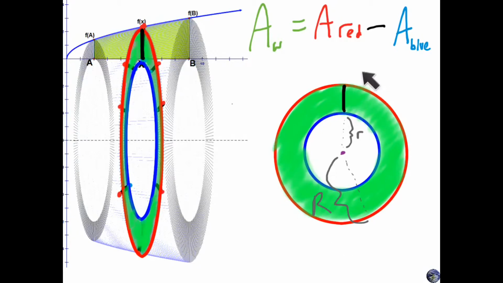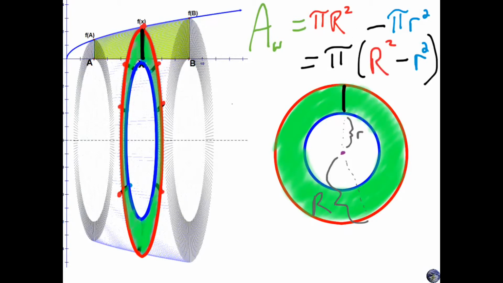Well, what is the area of the red circle? The area of any circle is pi times its radius squared. The radius of the red circle is capital R, big R, so let's replace that with pi big R squared. Similarly, the area of the blue circle is pi times its radius squared, which is pi little r squared. Rather than leaving it like this, which is still correct, most people notice they both have a pi in common, so let's factor out that pi. It's just pi times big radius squared minus small radius squared.